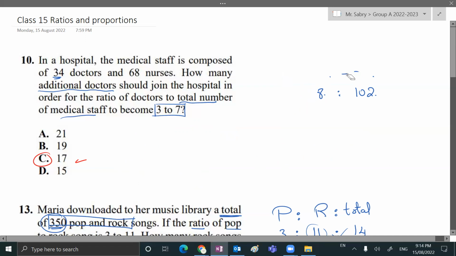Okay, one by one. First, I have the doctors and nurses right now. I have 34 doctors and 68 nurses. So what's my total medical staff? I added them together and they came out as 102 medical staff. That's the ratio now. He wants to make another ratio. So that's another ratio. I can't do it under it. I have to create a new ratio.